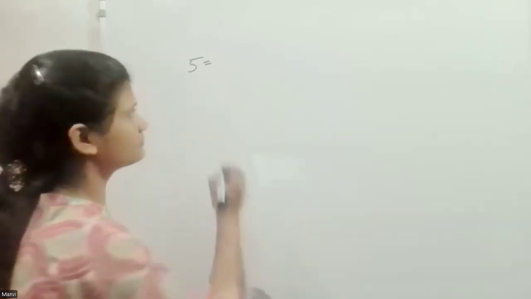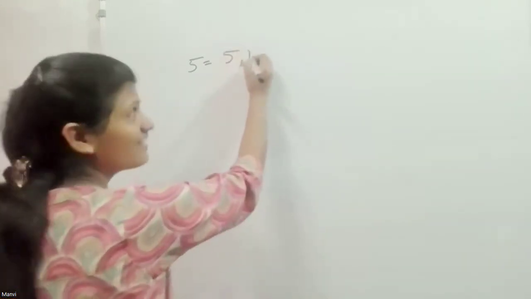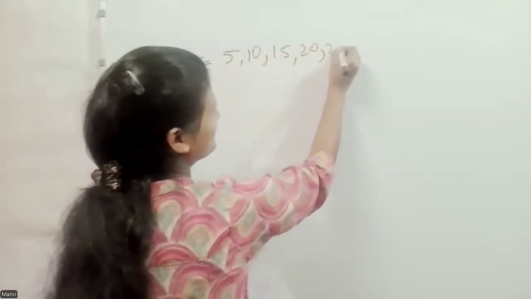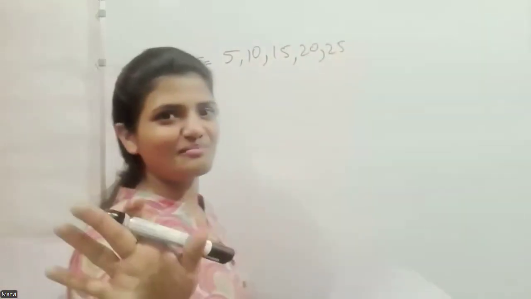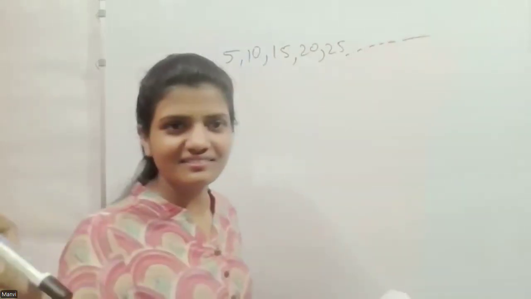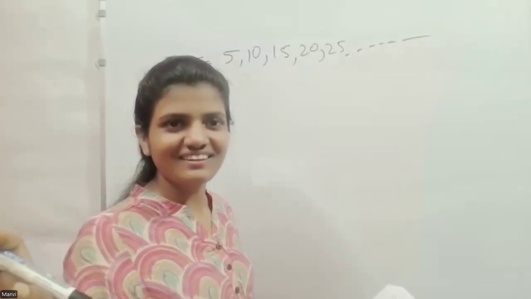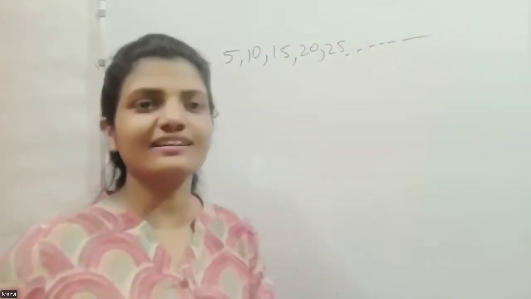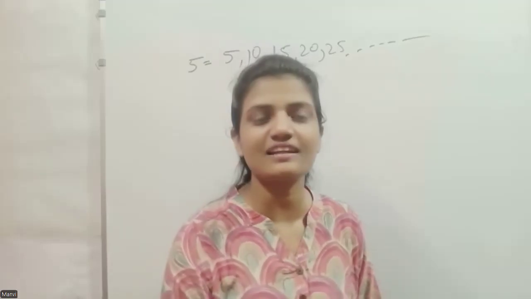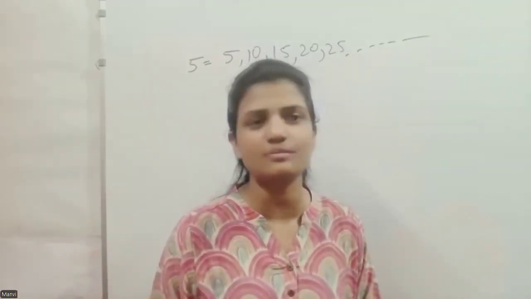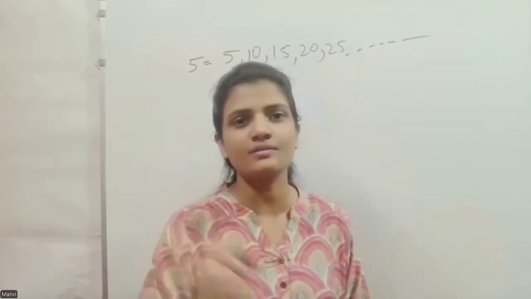Multiples of 5 are 5, 10, 15, 20, 25, 30, 35, 40, 45, 50, 55, 60, 65, 70, 75, 80, 85, 90, and so on. Never end. It never ends actually. So a question never says to write down all multiples of this number because it's not possible to write that down on a page.